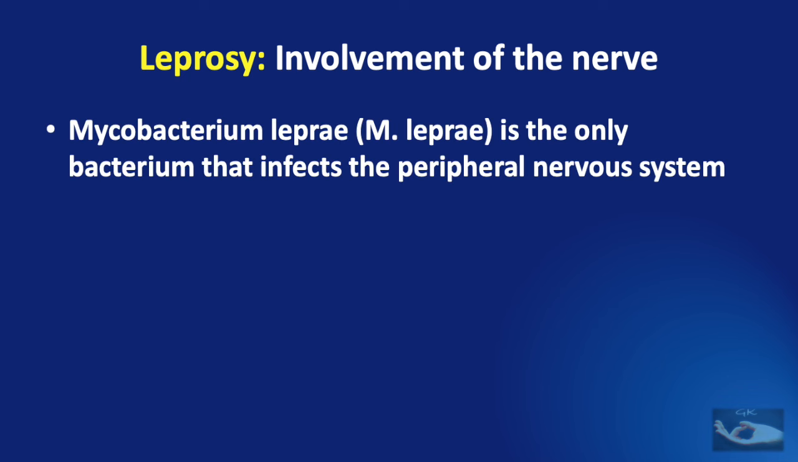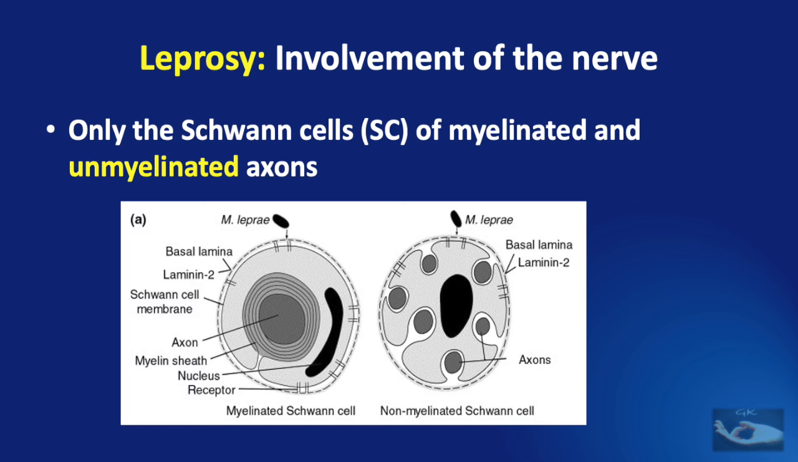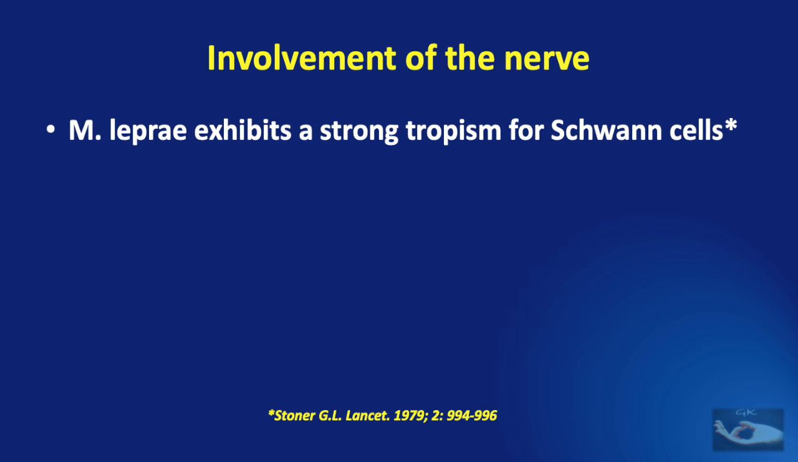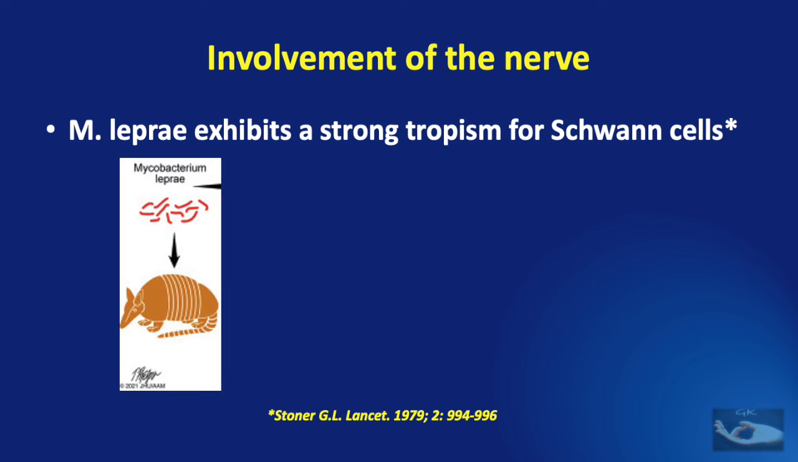The peripheral nerve is quite resistant to any infection, but Mycobacterium leprae is the only bacterium that can infect the peripheral nerves. This is because the Mycobacterium leprae affects only the Schwann cells of the myelinated and unmyelinated axons. The bacillus Mycobacterium leprae exhibits a strong tropism or attraction for Schwann cells. This process has been studied in the 9-banded armadillo, which is a natural host for Mycobacterium leprae, just like human beings.